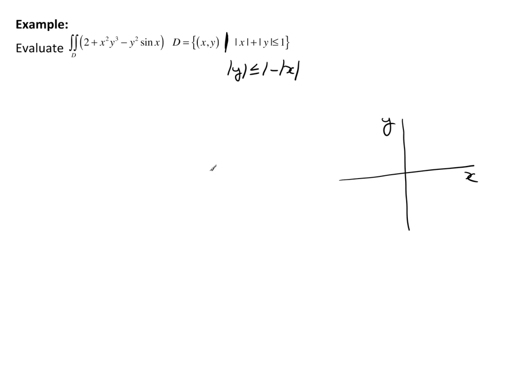Okay, so let's do something obvious here. When x equals 0, y equals 1. But that's the absolute value of y that equals 1, so y could be negative 1 also. Now, when x equals 1, y equals 0. And likewise, when x equals negative 1, y equals 0. So this region has got to look like this.